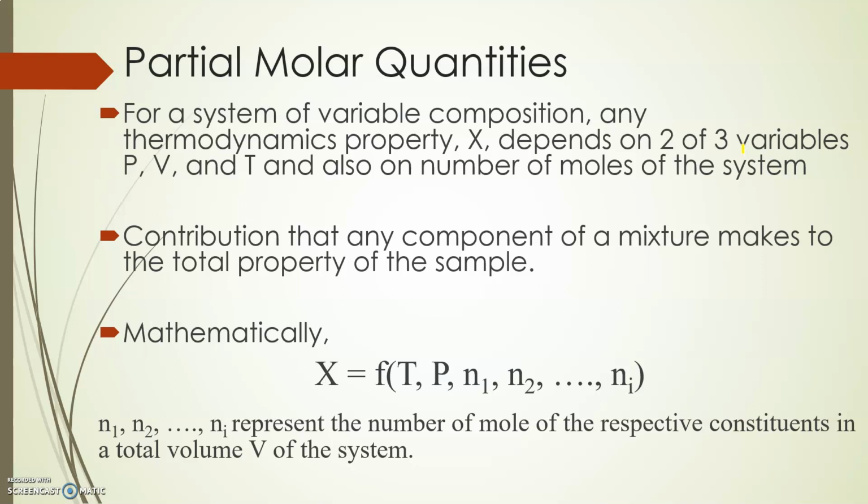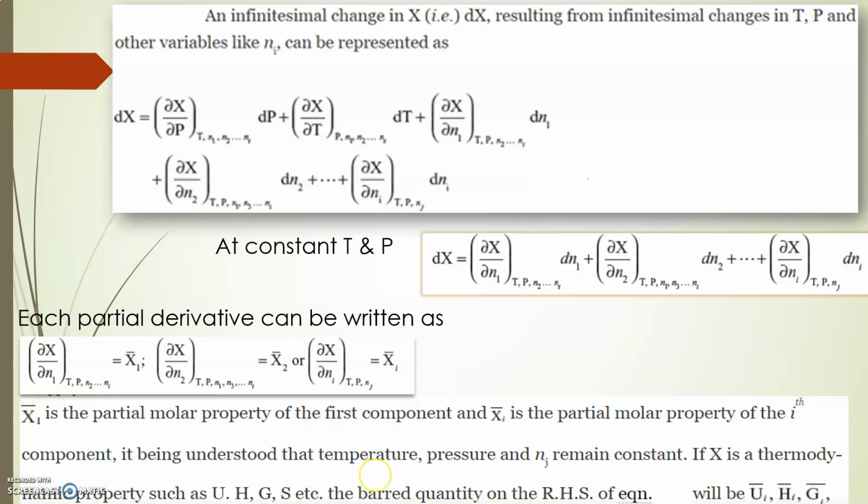The contribution that any component of a mixture makes to the total property of the sample. So the partial molar quantity determines the contribution that any component of a mixture is making to the total property of the sample. Mathematically it is X = F(T, P, N1, N2, ..., Ni), where N1, N2 up till Ni represent what? They represent the number of moles of the respective constituents in a total volume V of the system.